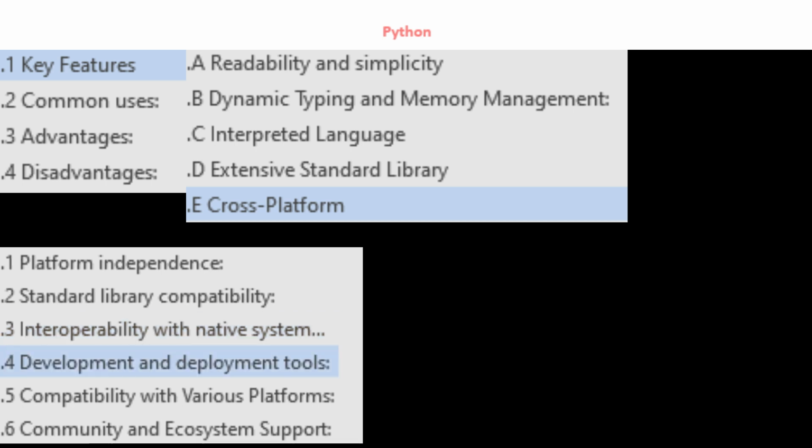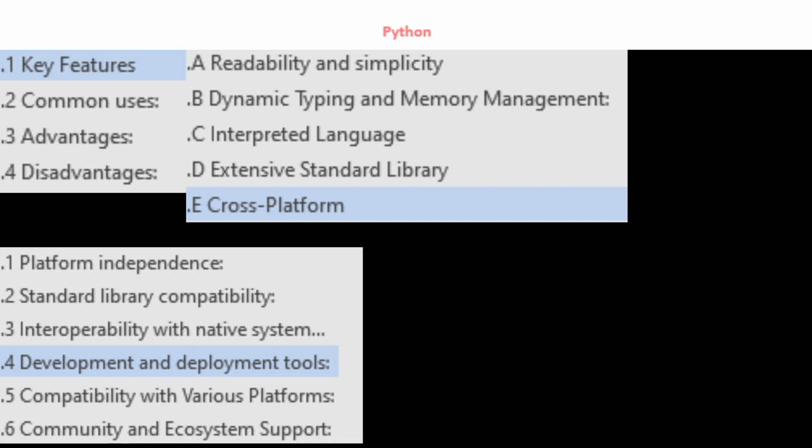Development and deployment tools, virtual environments. Python's venv module allows the creation of isolated environments, ensuring that dependencies are consistent across different development and deployment platforms. Example, setting up a virtual environment on both development, Windows, and production, Linux machines to ensure the same package versions are used. Cross-platform build tools.